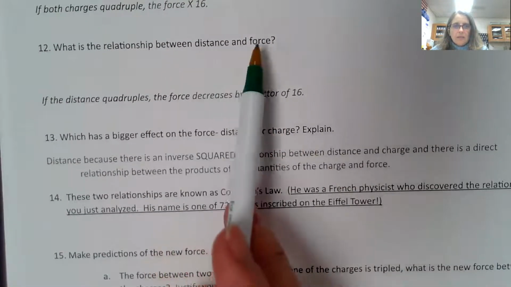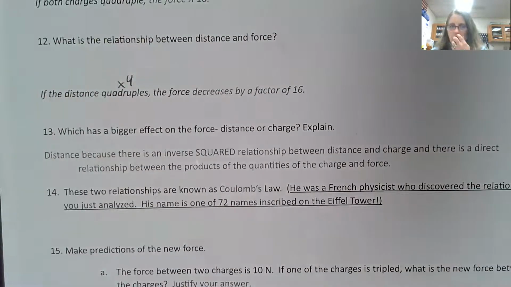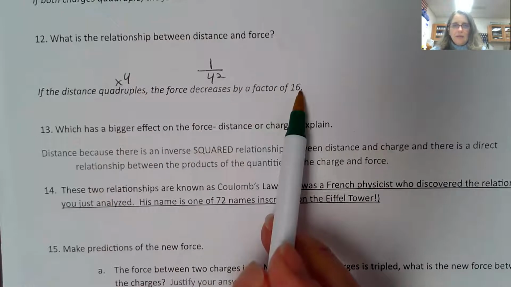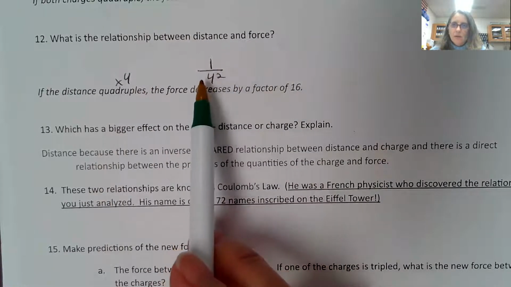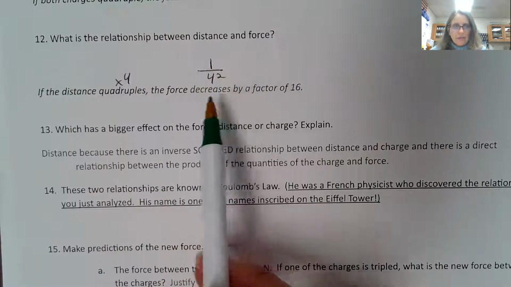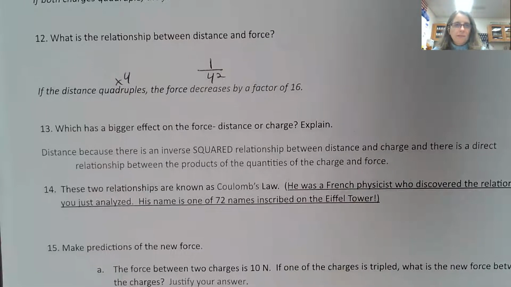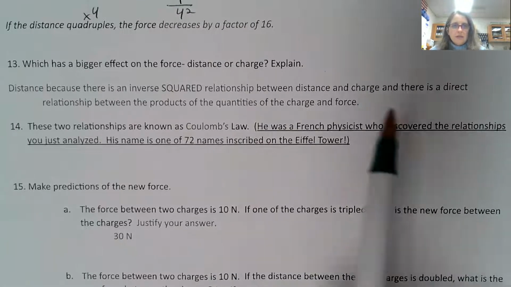What happens between distance and force if the distance quadruples? So again, quadruples means it's going up by a factor of 4. It would go down by a factor of 4 squared, which is, again, a factor of 16. So you're going to divide it by 16 or multiply by 1 over 16. So again, if I increase the distance, the force is going to go down by that factor squared. So what is the bigger effect, distance or charge?